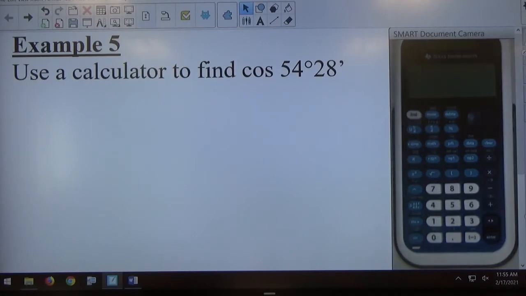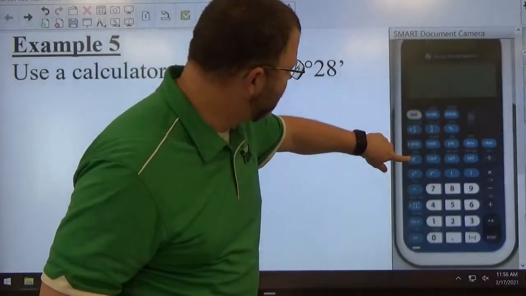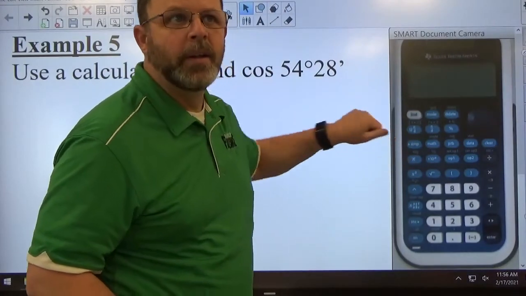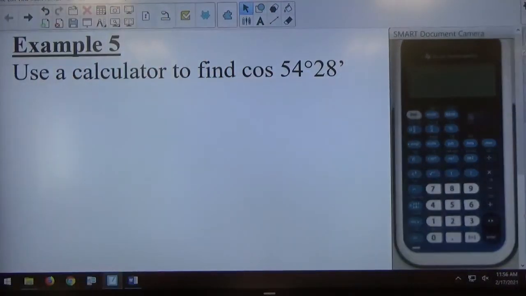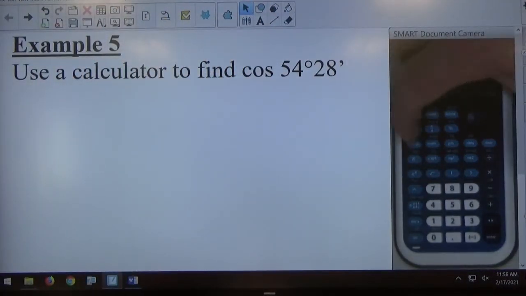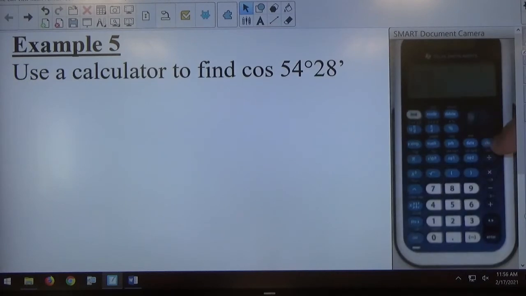All right, so I want to type in cosine of 54 degrees, 28 minutes. Some calculators have sine, cosine, tangent buttons. This calculator does not. It has a trig menu right above the pi button. So you want to hit the second button, hit trig, to bring up the trig menu. We're trying to evaluate cosine, so I'm going to cursor down to cosine, or hit number 2, and it should show up on your screen cosine parentheses.